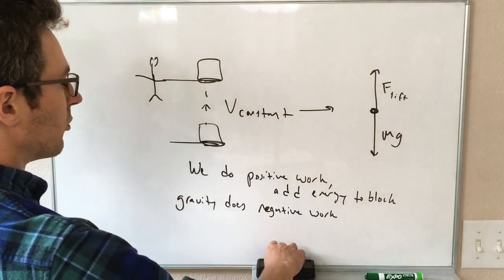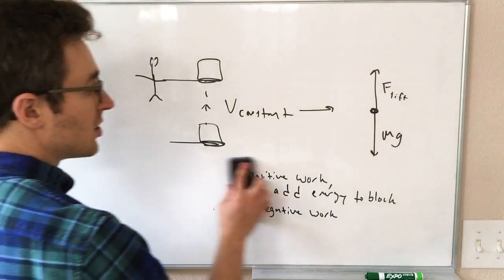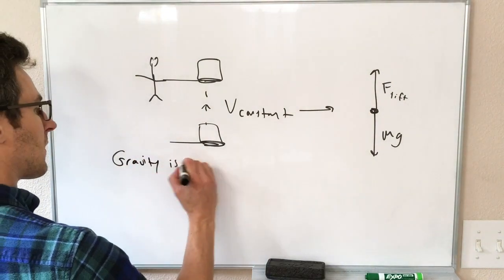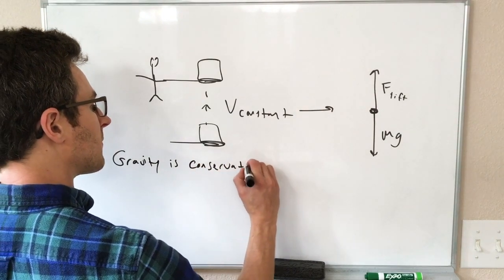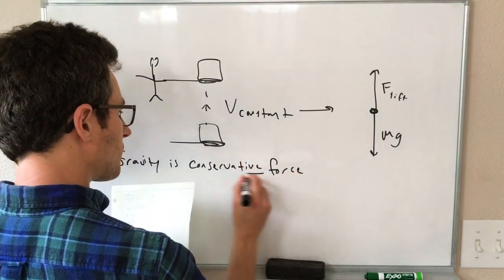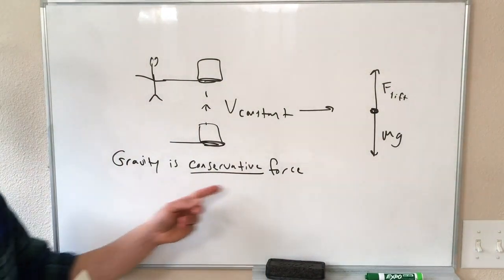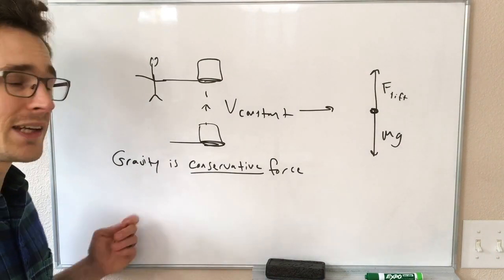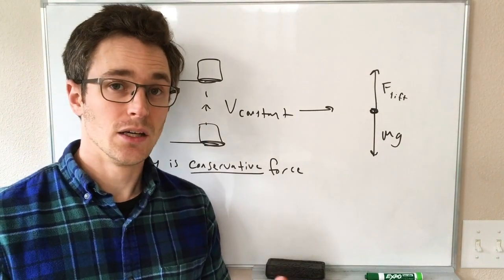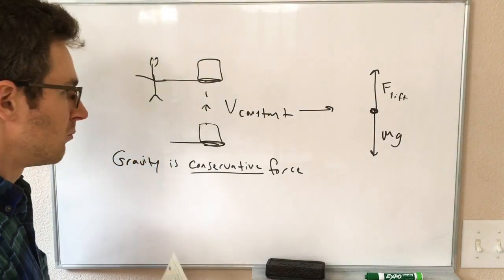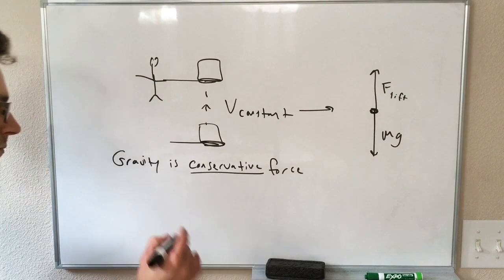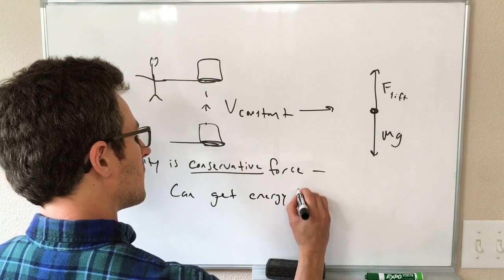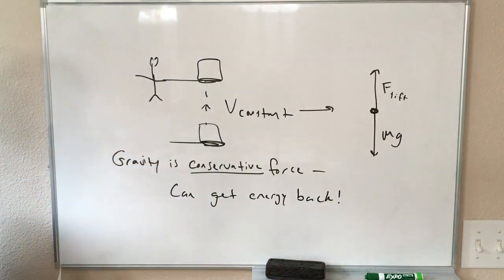And it turns out we have a word for this kind of behavior. Gravity is a conservative force. And conservative force in this context means, yes, it can do negative work on something, but we can get that energy back. And in fact, we can get exactly that amount of energy back by letting gravity do work on it again. So we can get our energy back. This is not like friction.